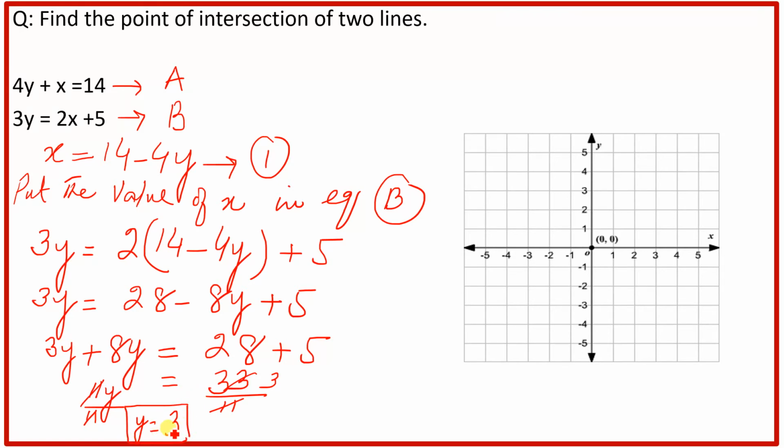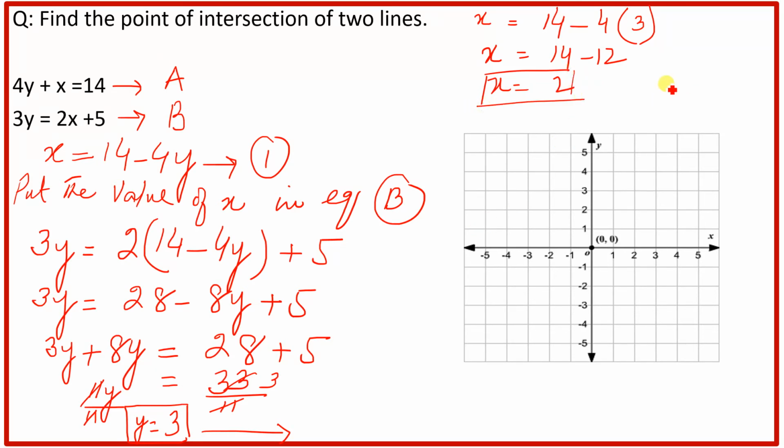Now we have to find the x coordinate. Put the value of y in equation 1. So x = 14 - 4 times y, and we have calculated y as 3. Now we solve for x. It will be 14 minus 12. So x is equal to 12. Sorry, x is equal to 2. 14 minus 12 is equal to 2. So this is our x coordinate.